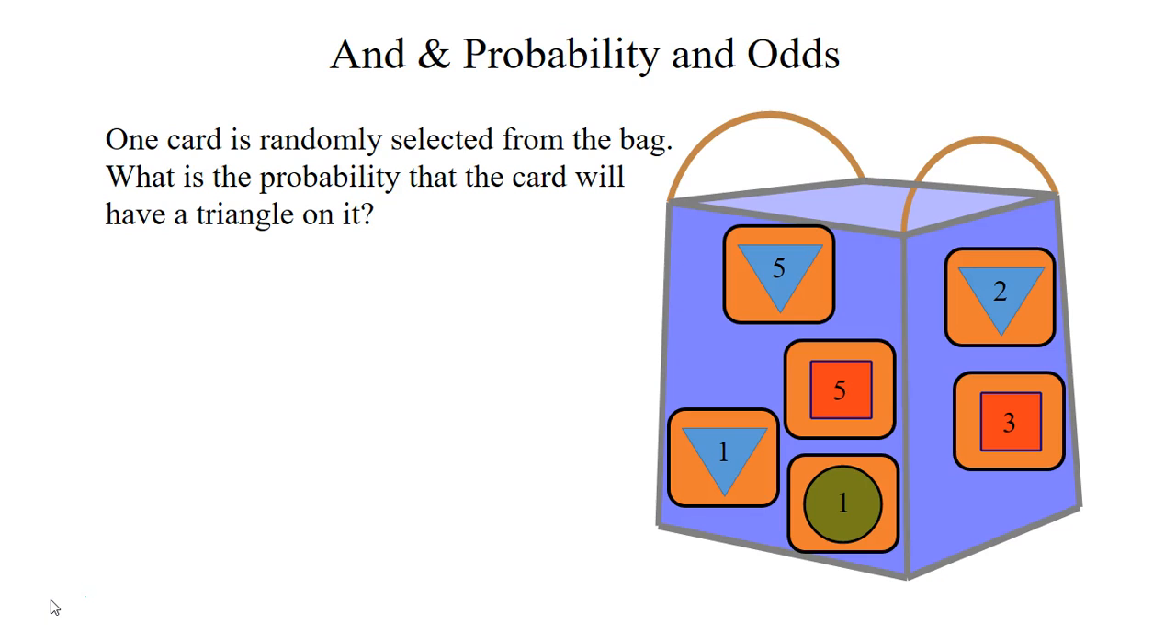We have one card that's going to be selected from the bag. We want to find the probability that the card will have a triangle on it. So there are 6 cards in the bag, and 3 have triangles on them. So the probability of a triangle is 3/6, or 1/2.